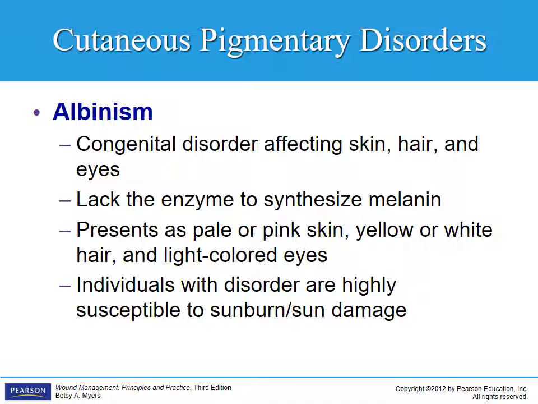Albinism is a congenital disorder that affects skin, hair, and eyes. And so what happens is their body does not have the enzyme to actually synthesize the melanin. They may have melanin in their body, but their body can't break it down. So they have pale or pink skin, yellow or white hair, and very light colored eyes or sometimes red eyes. They're highly susceptible to sun damage and sunburn.